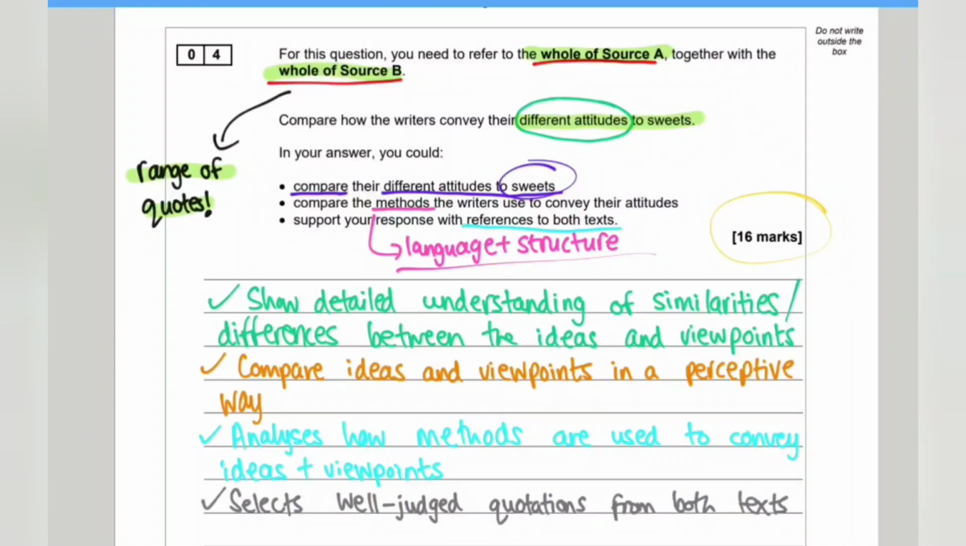Hello everyone, welcome back to Easy Education London, and today we are looking at Question 4 for GCSE English Language Paper 2. So how can you ace Question 4?